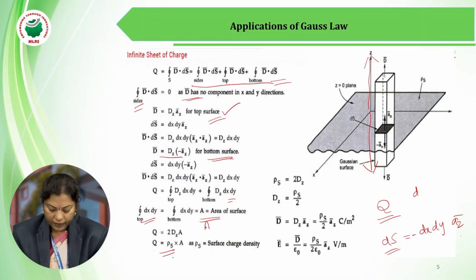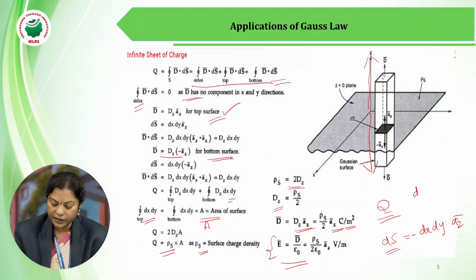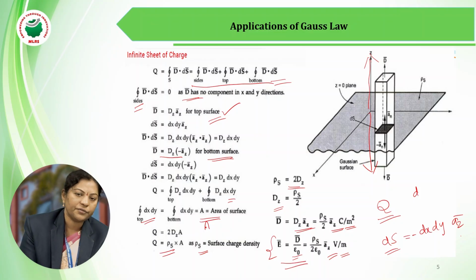Here we are assuming that ρs is the surface charge density. So ρs equals 2 Dz, and from this Dz equals ρs by 2. As we know D is along the z direction, so D equals Dz into az, that is ρs by 2 into az. The unit is coulombs per meter square. By using the relation between flux density and electric field intensity, E equals D by epsilon naught, we can write E equal to ρs by 2 epsilon naught into az volt per meter. So these are the three applications of Gauss law.